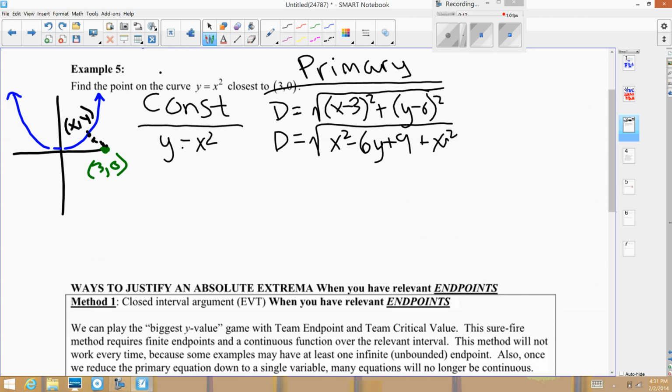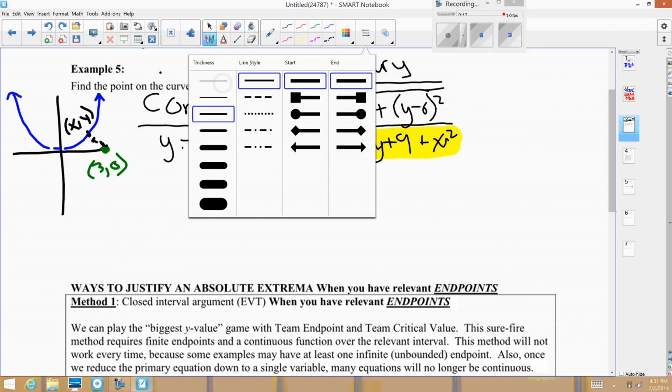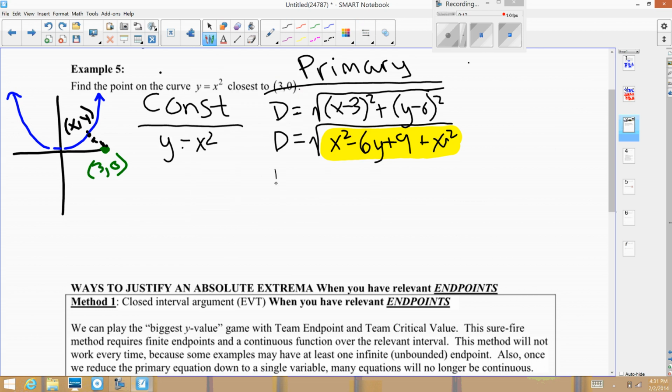Now, one thing I want to note here is we can optimize. If we minimize this function, then we'll minimize the square root. This is just going to save us from doing a lot more work. So I'm going to call the inside, the radicand, r of x. That's 2x squared plus 6x plus 9.